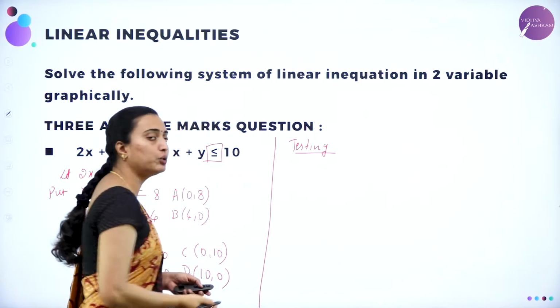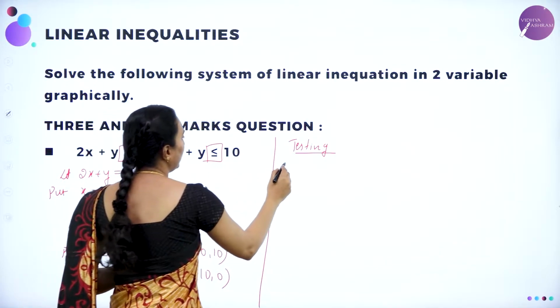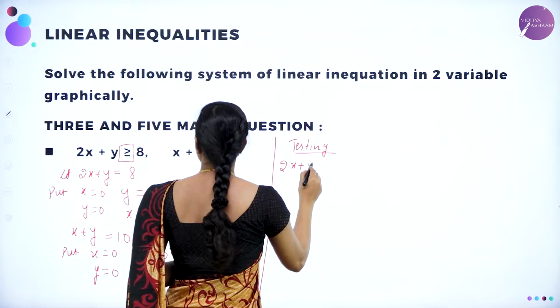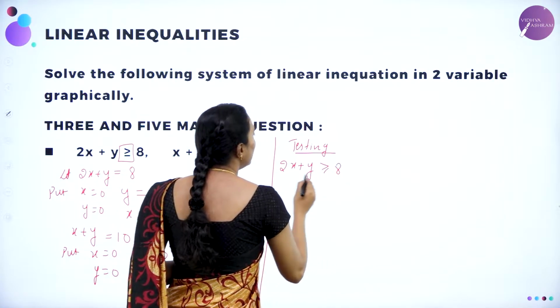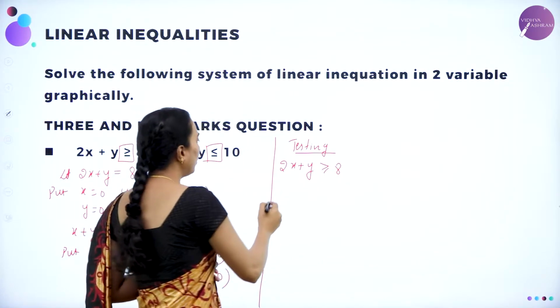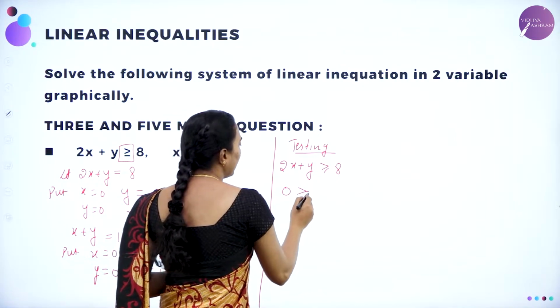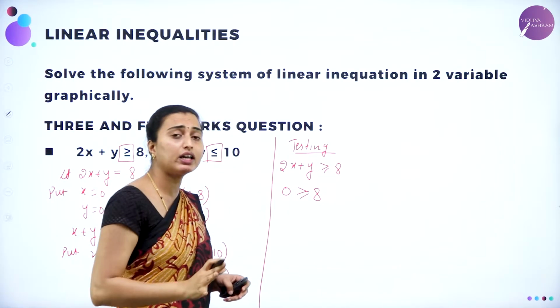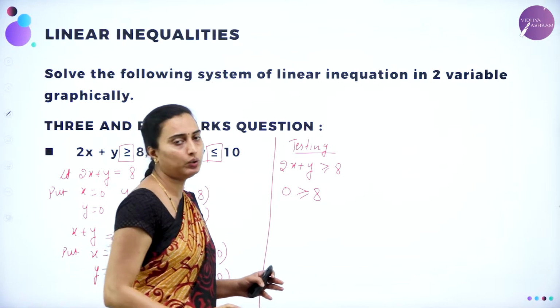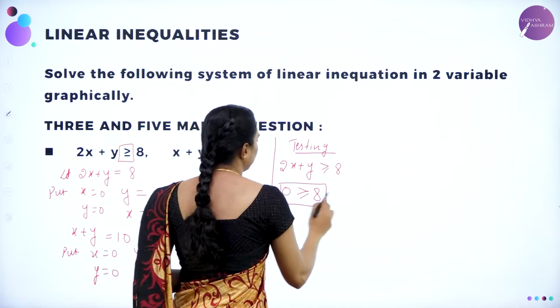So therefore, let me take the inequality they have given: 2x + y ≥ 8. Put x = 0, y = 0. So 0 ≥ 8. 0 is never greater than 8, and 0 is never equal to 8. So this is a false condition.